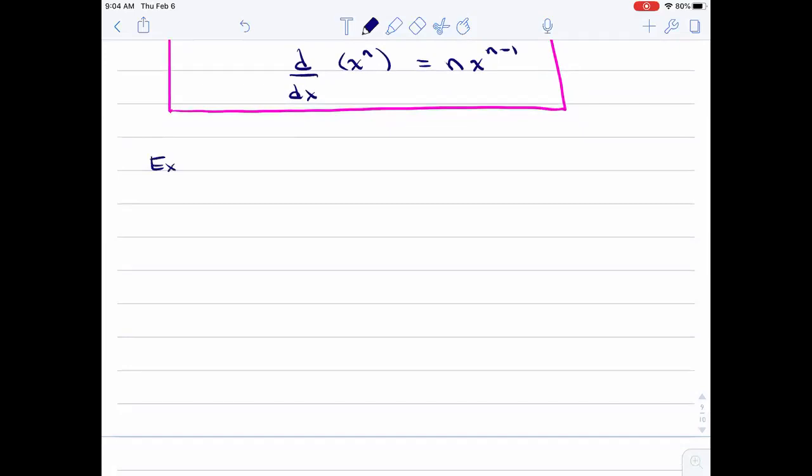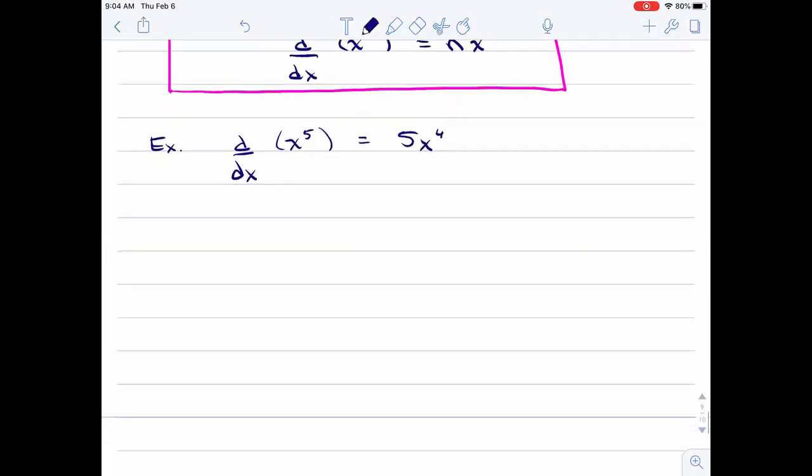As an example, now that we have the power rule, we can find d dx of something simple like x to the 5. That's just going to be 5x to the 4. Right. Bring that power down, decrease it by 1. We're done.